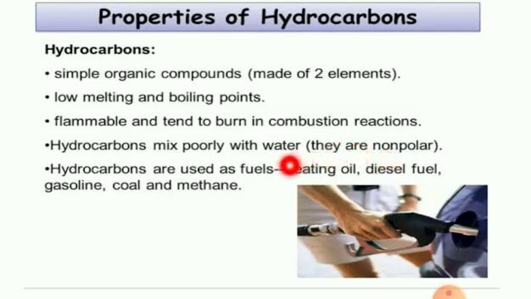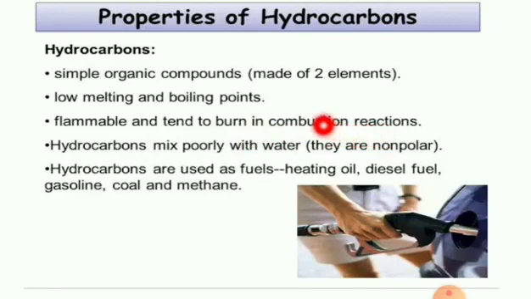So hydrocarbons are less dense compared to water. Then only the hydrocarbons float on top of the water, because the density of the hydrocarbon is less than the density of water. Students, do you know what is the density of water? Yes, the density of water is 1000. Students, hydrocarbons have low melting and boiling points. So they are flammable and tend to burn in combustion reactions, isn't it? A combustion reaction produces what? Carbon dioxide, heat and water.